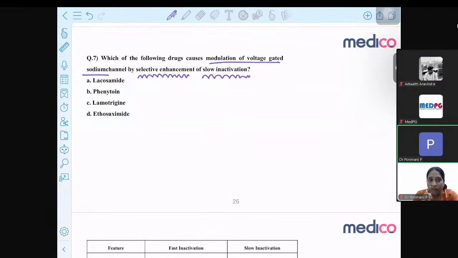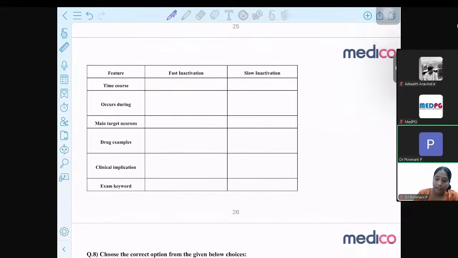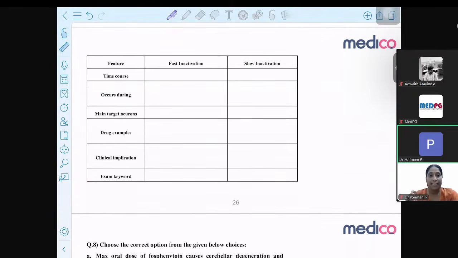There's one drug which causes very slow inactivation, which is called lacosamide. So the correct option here is lacosamide. Just now we saw. Now, I said I will tell about what fast inactivation is and what slow inactivation is, right?